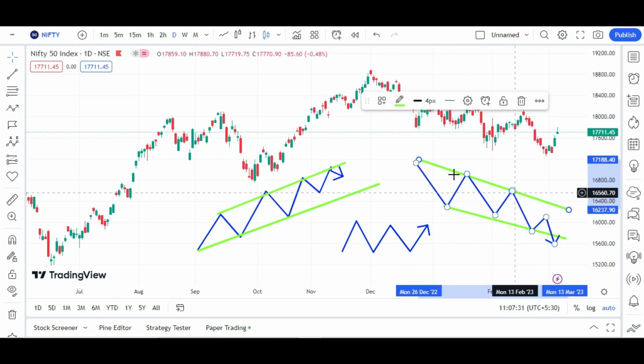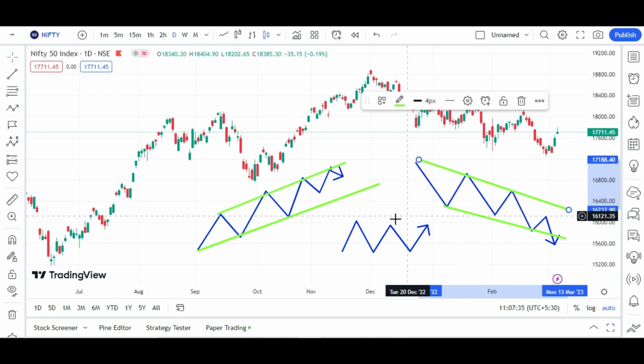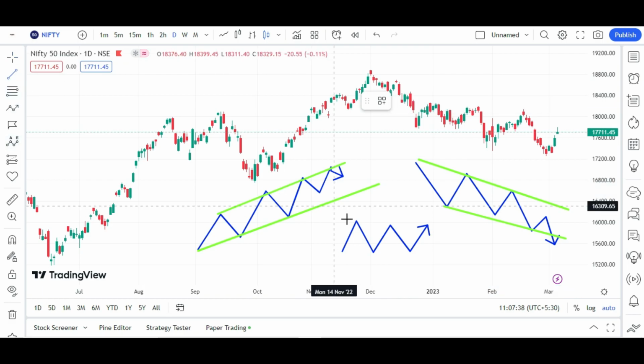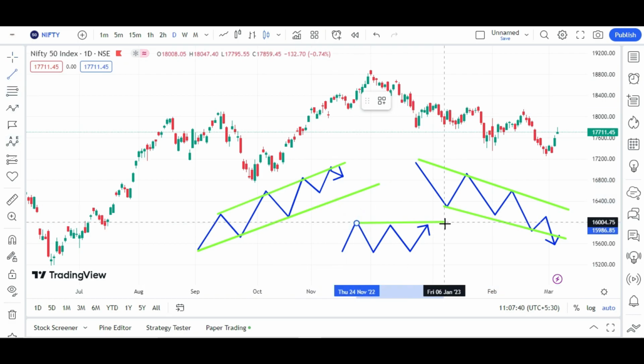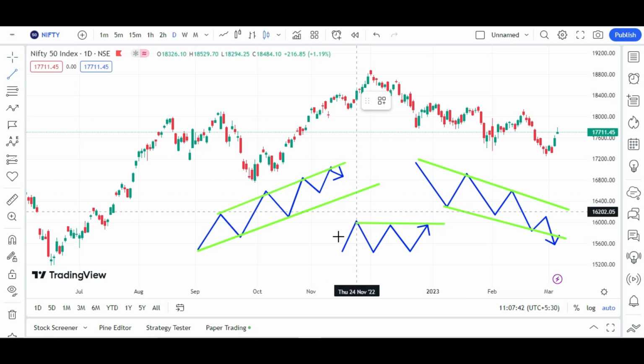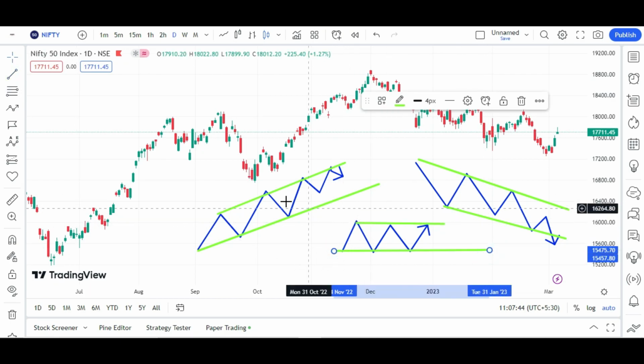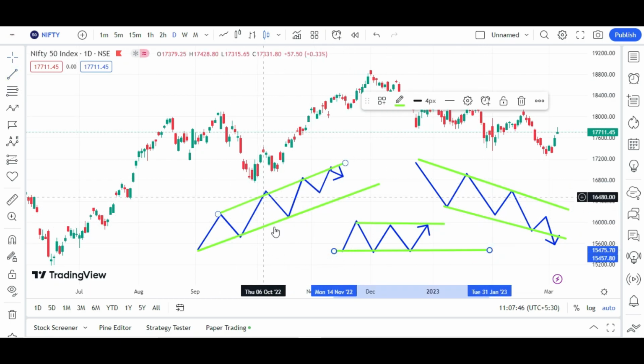So this is a downward sloping trend line. Similar to this, like you can see, this is one touch point, this is two touch points. So this is also a sideways trend. So basically this is one uptrend, downtrend and sideways.